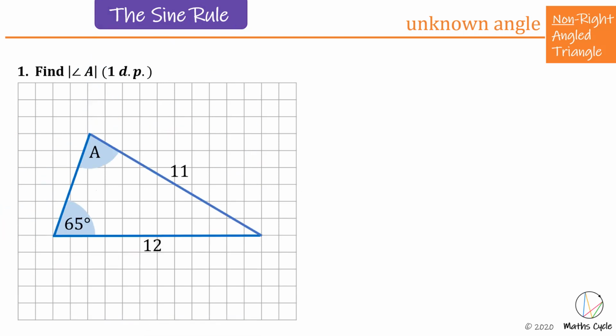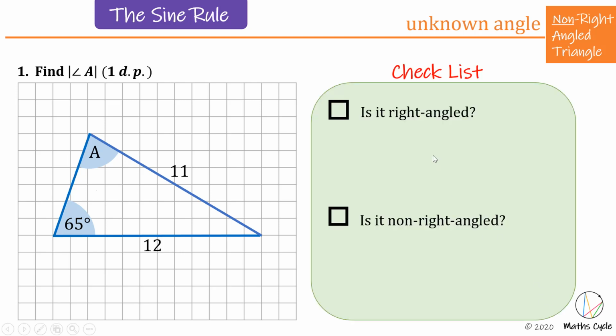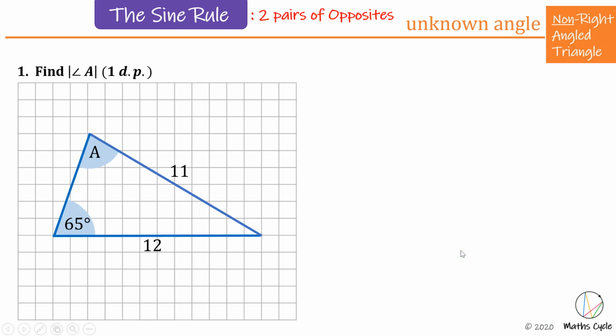So first of all, we'll do our checklist. Is it a right angle triangle? No, it's not. Is it a non-right angle triangle? Yes, it is. So the first thing we'll check is, do we have two pairs of opposites so we can use the sine rule? Looking here, we can see that the 12 is opposite the angle A and the 11 is opposite the angle 65. So we do have two pairs of opposites, which means the sine rule is perfect.